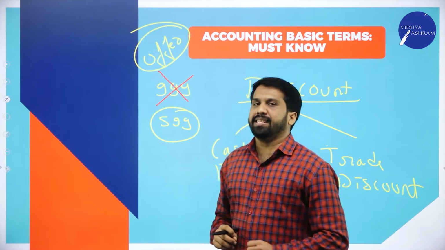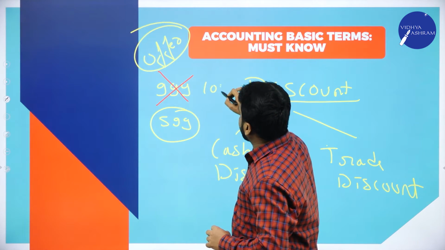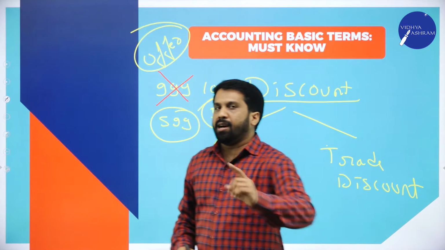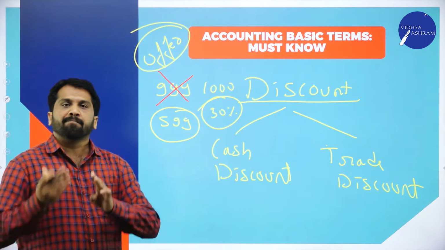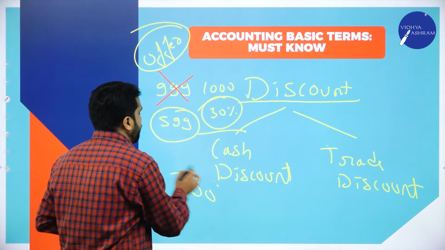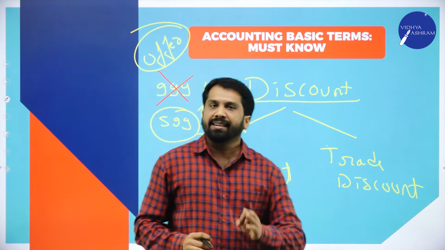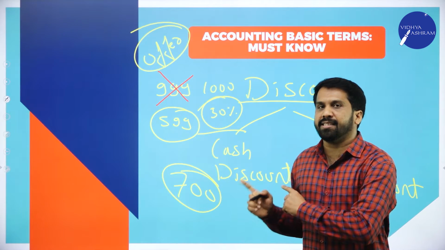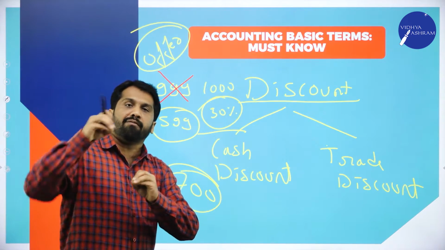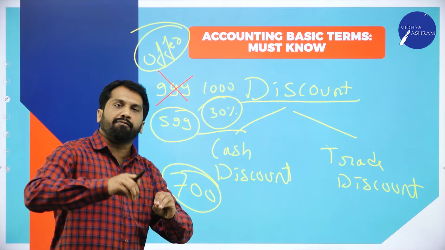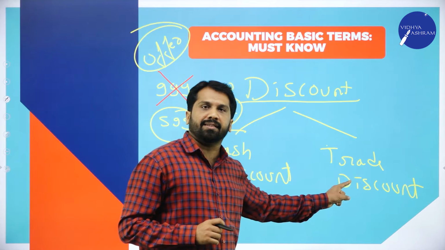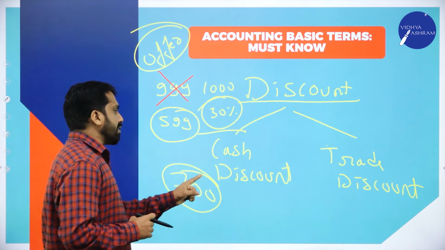Or one more example I will give you. They will give you the price 1000 with 30% off. Out of 1000, 30% off means what? 30% we reduce. 1000 minus 30%, you have to pay only how much? 700. This we call trade discount. The concept is that the discount offered by the owner, offered by the shopkeeper, is called trade discount. Clear? Yes.